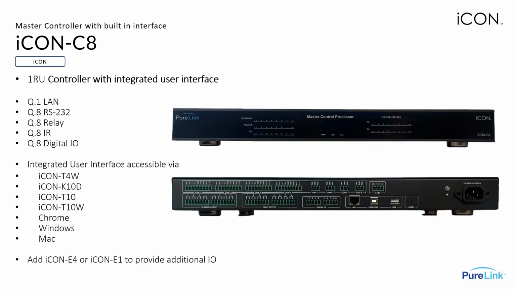And now the iCON C8. So this is what I was talking about earlier. This is the master control processor that has all the ports you could imagine, but is also scalable by either combining multiple or adding some of our port expanders, which is the iCON E4. But what is included in your C8 is one LAN port, 8 RS-232 ports, or as you see there, multiple port options for 422 or 485, 8 relay ports, 8 IR ports, and 8 digital I/O ports.